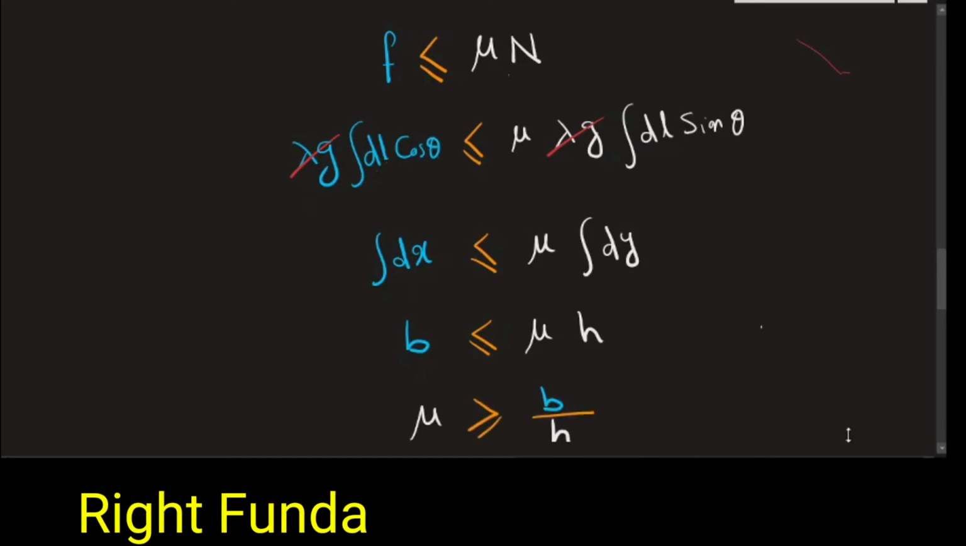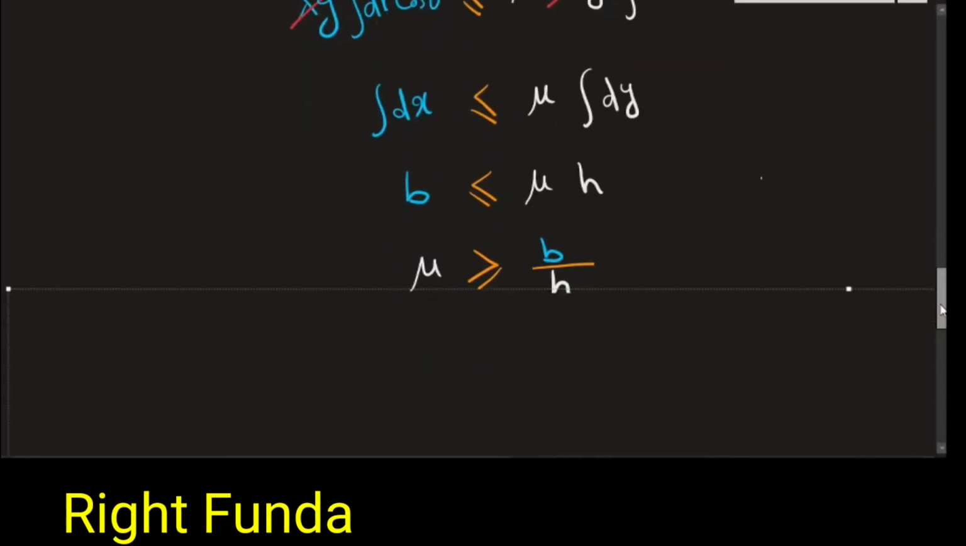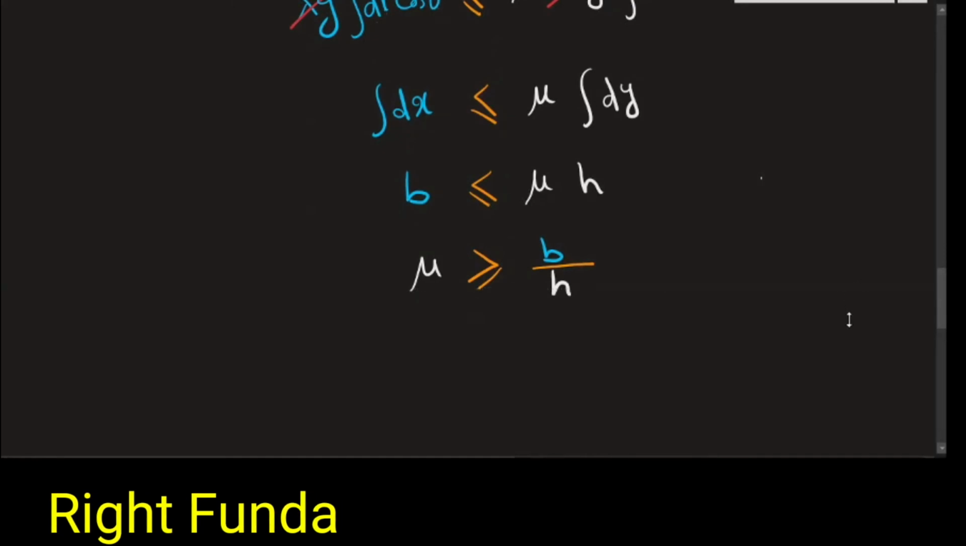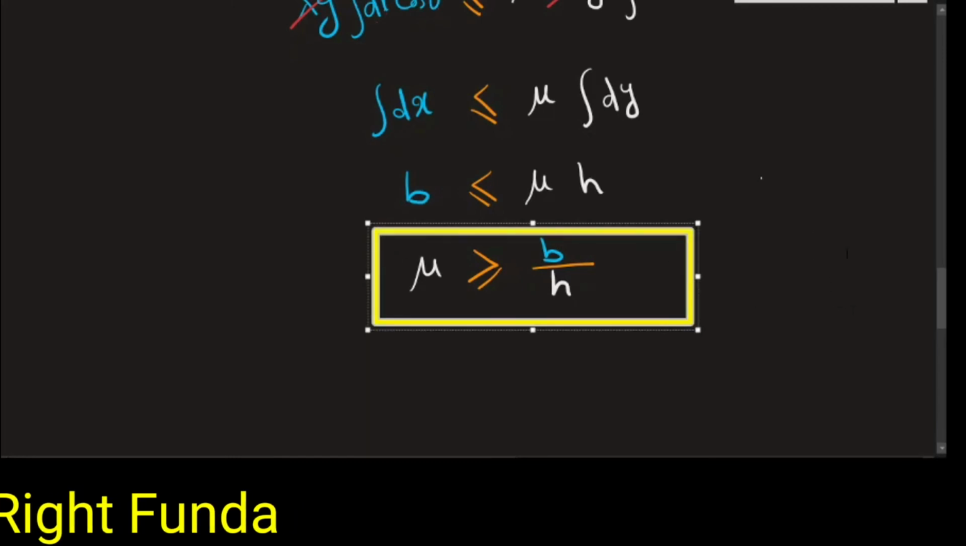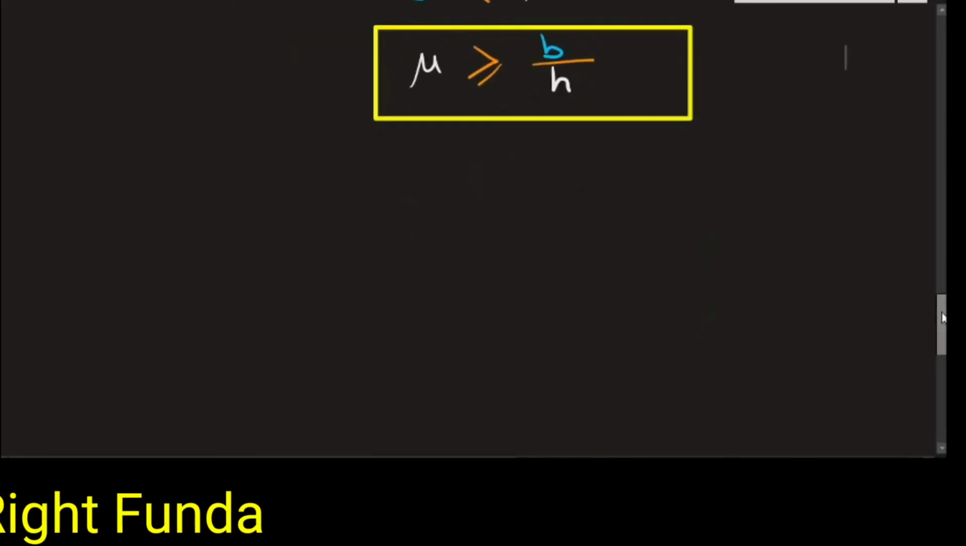So from this, I can write the equation that the coefficient of friction mu should be greater than or equal to b by h. This is the result I obtained. What the result is saying is that mu should be greater than or equal to this, then it will be possible.